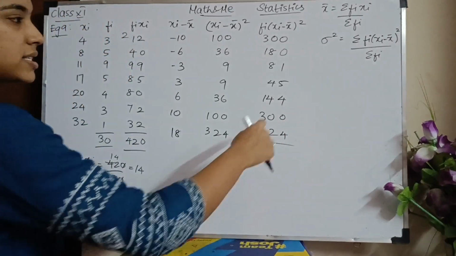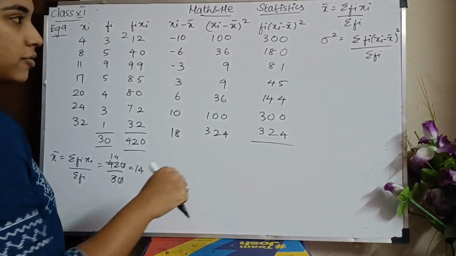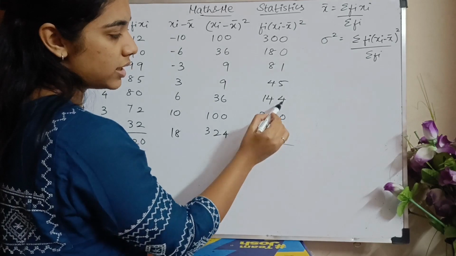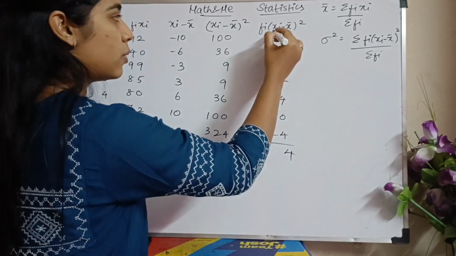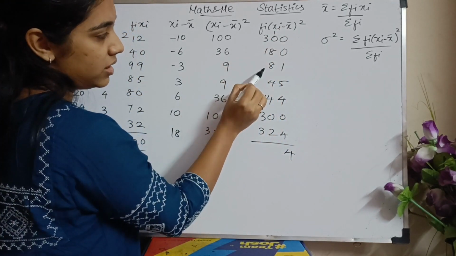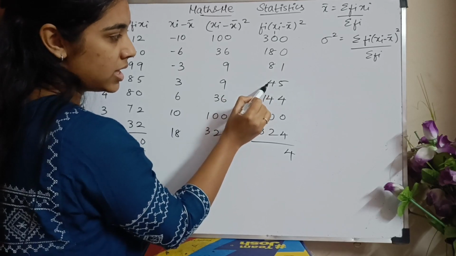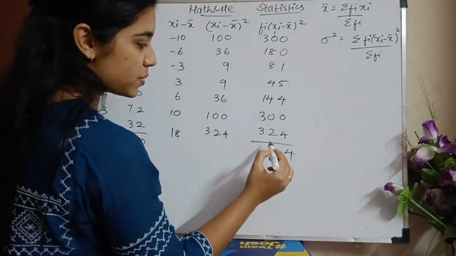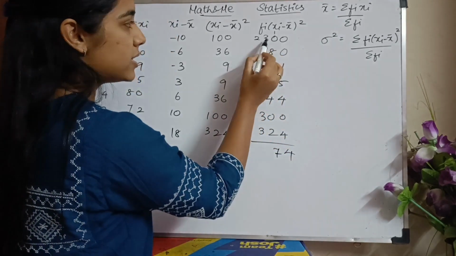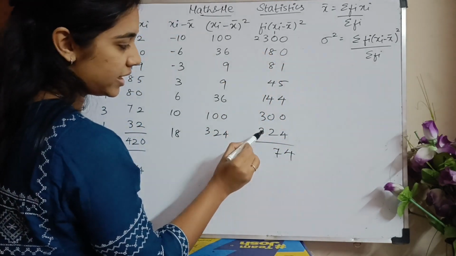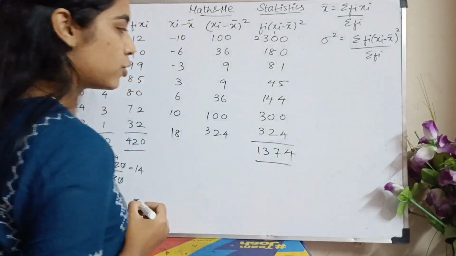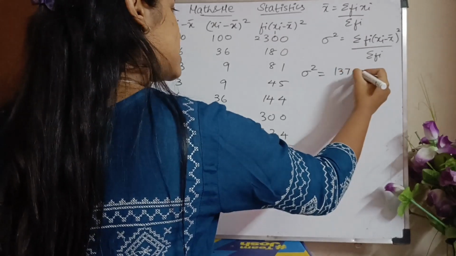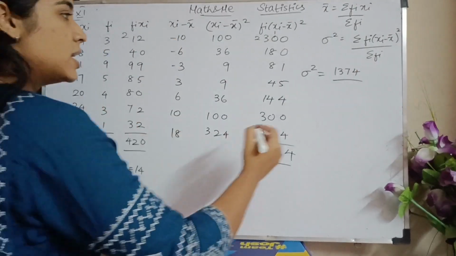Okay, now let's add this. After adding all this, I have to simply substitute it in the formula. So what do I have? The sum is 1374, which is my numerator. So simply substitute it in the formula. Sigma square is 1374 divided by sigma fi, which is 30.